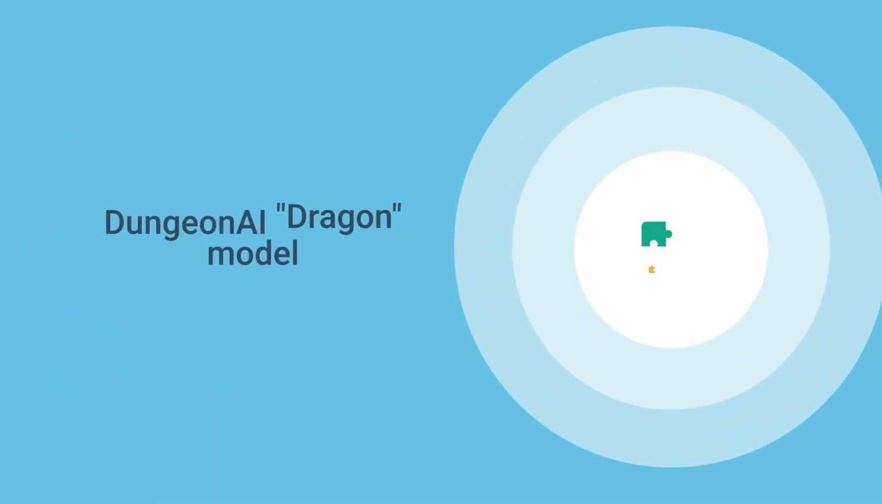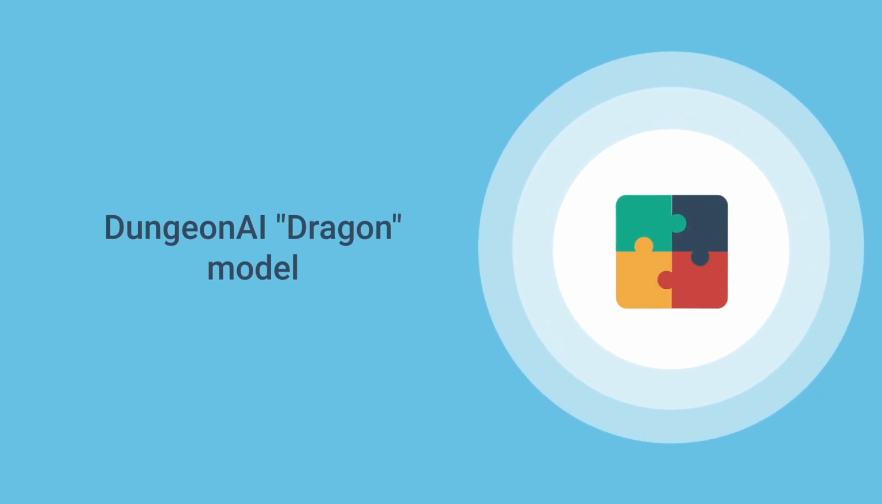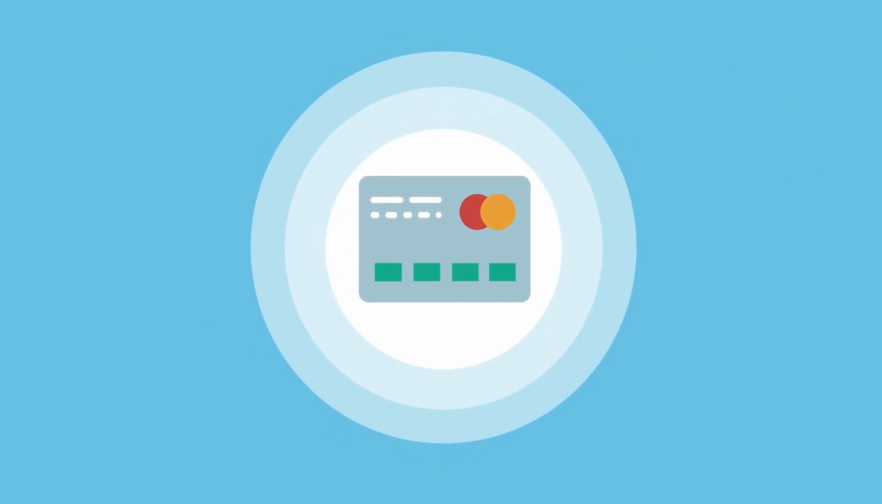Once we have joined, we have to subscribe for the Dragon AI model, which costs about $9 per month. This is the GPT-3 model we are looking for. There is a trial and you can subscribe with a credit card or PayPal.